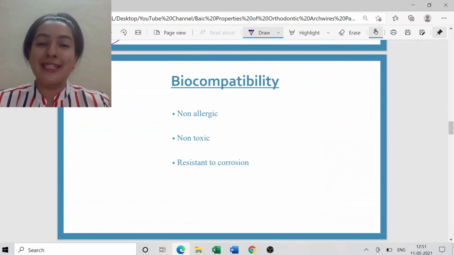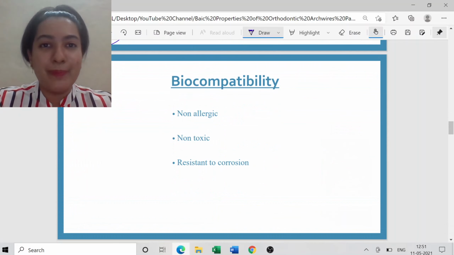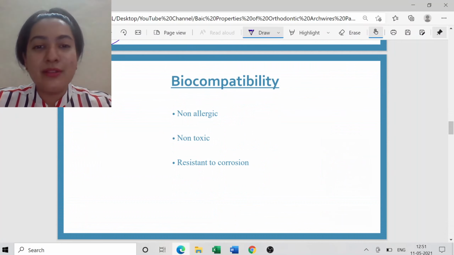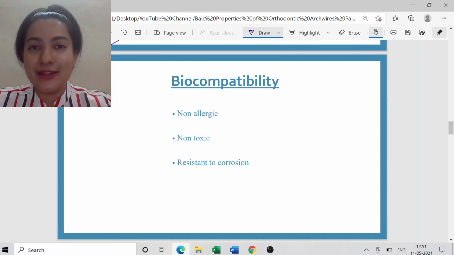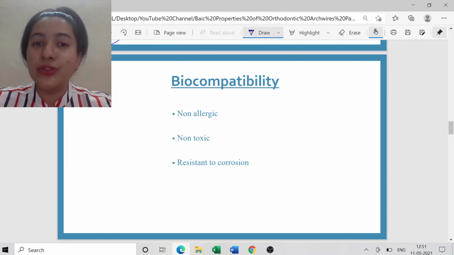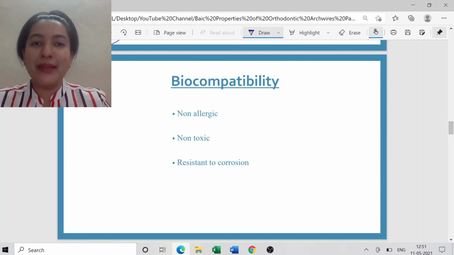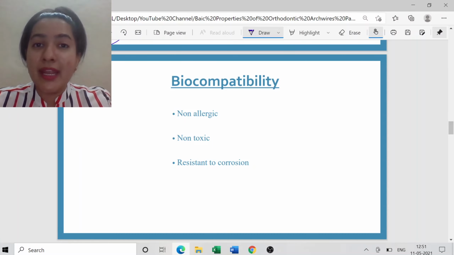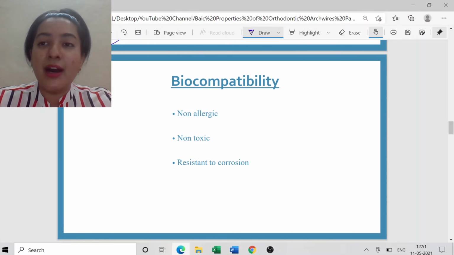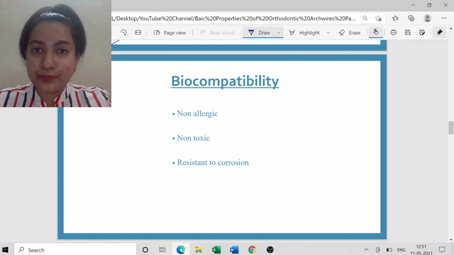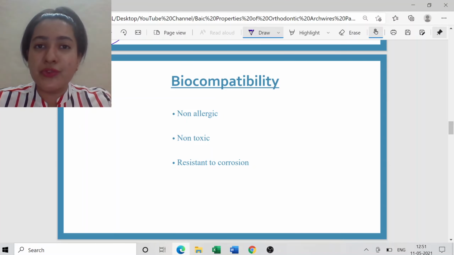Moving on, the next concept which we have is biocompatibility. The importance of this particular property is understated. Okay, so you should understand, when I am placing brackets and wires in a patient's mouth, they will remain inside the mouth for 1.5 to 2 years, because that long the orthodontic treatment goes on. That assembly has to be extremely biocompatible.